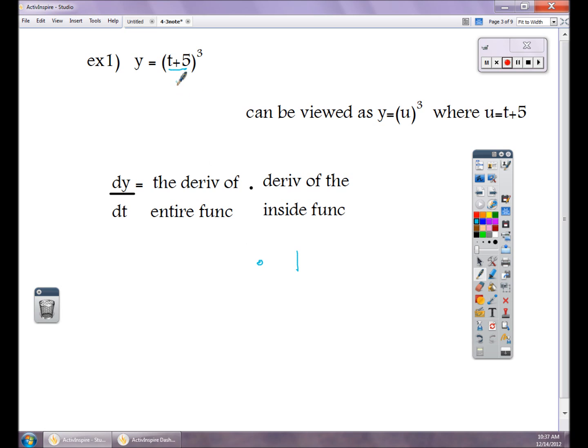The derivative of u cubed, or (t plus 5) cubed: the 3 drops down in front of the entire expression, and I reduce the exponent by 1. I don't mess around with anything on the inside of the parentheses. I've already done that. And then I can simplify all this. So here you have your answer. dy dt is 3 times the quantity t plus 5 squared.